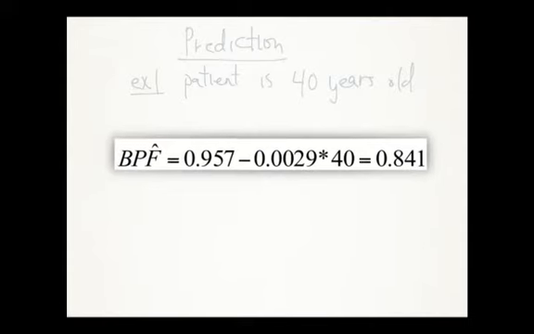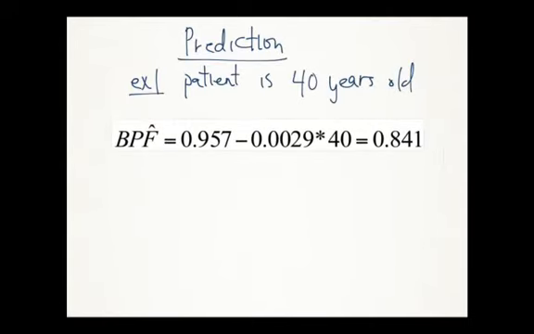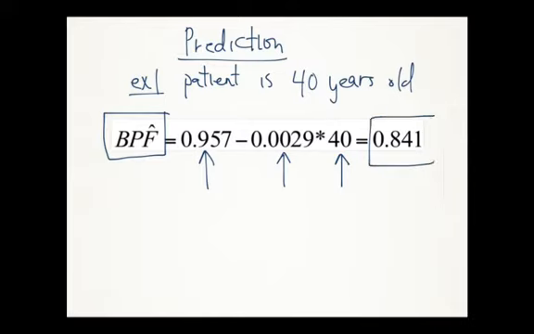Okay, what would that look like? Okay, so here's our estimated intercept, here's our estimated slope. Now we're saying that the patient is 40 years old, so we just plugged all that into our regression equation, and we get an estimated BPF for that 40-year-old patient is 0.841. Okay, that's the expected BPF, or the mean BPF for a patient age 40.